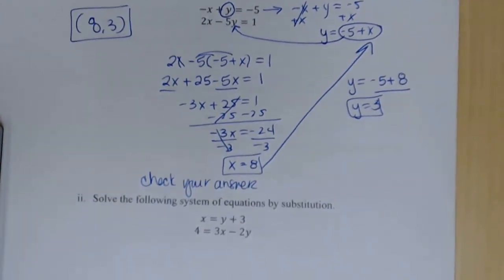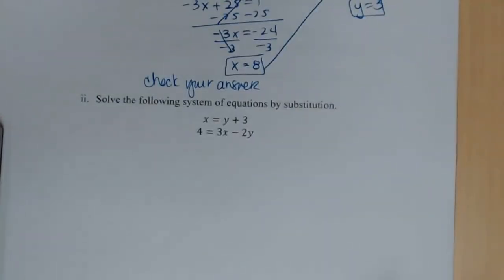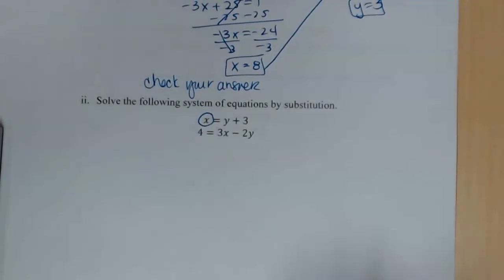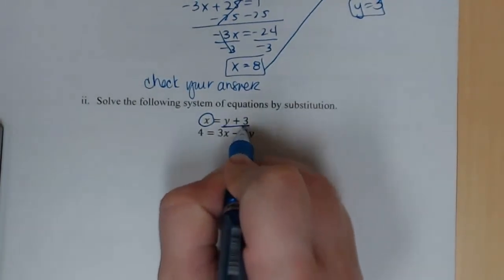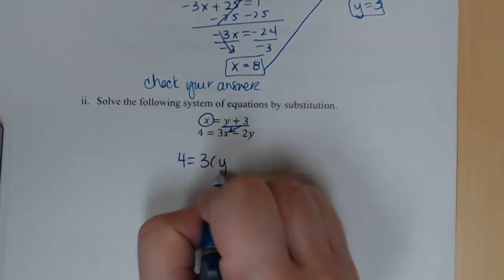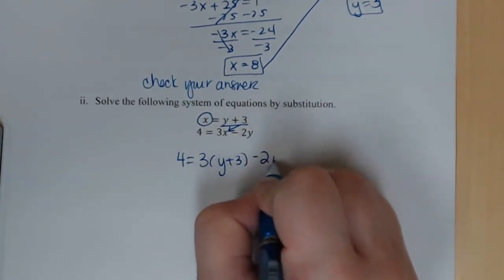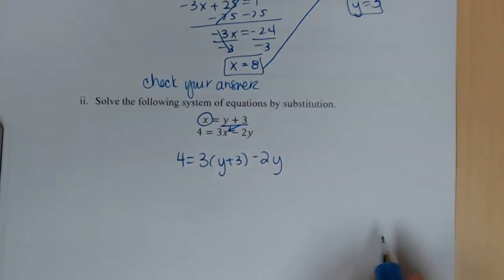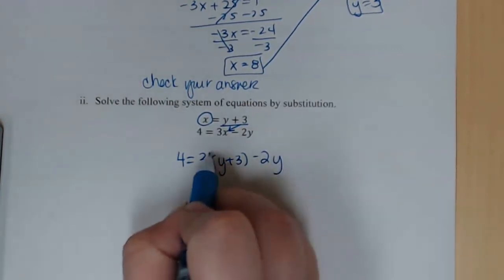So not too bad. Let's do another one. Solve the following system of equations by substitution. So again, look for a variable that's easy to get by itself, and you can see x is already by itself. X is equal to y plus 3, so I'm going to plug that in right here for x. So I'll say 4 equal to 3 times y plus 3 minus 2y. I'm going to distribute, combine like terms, and solve.